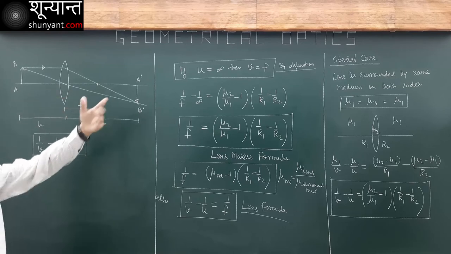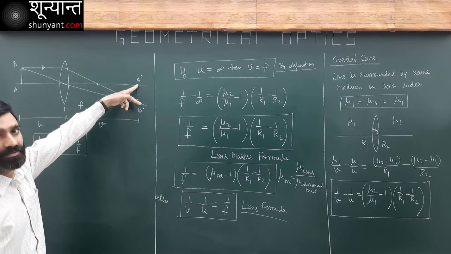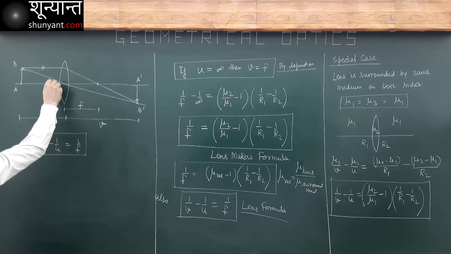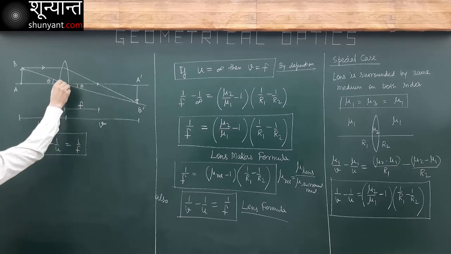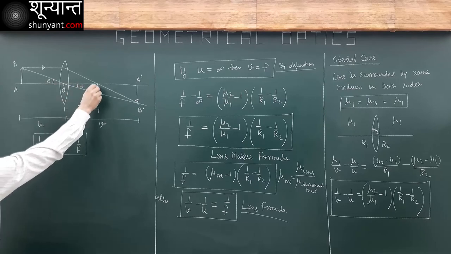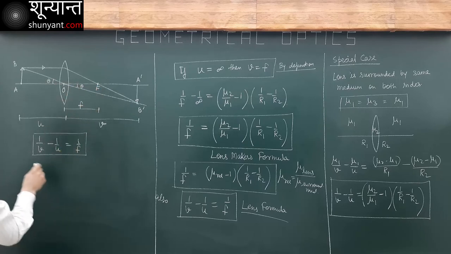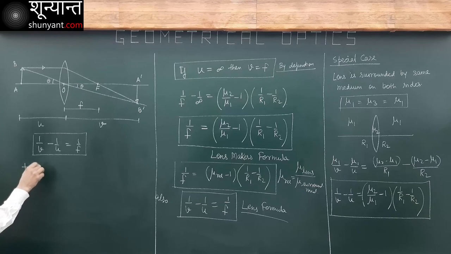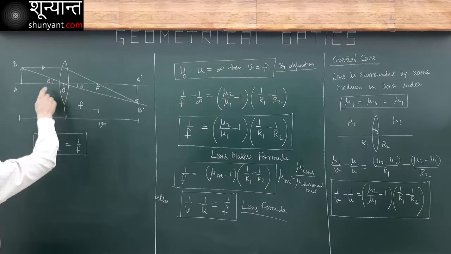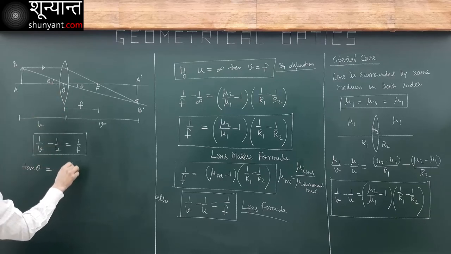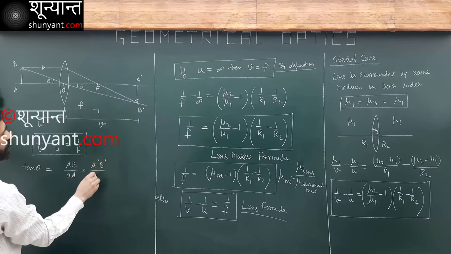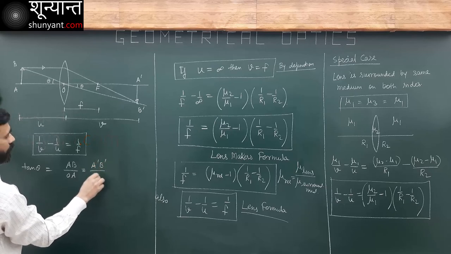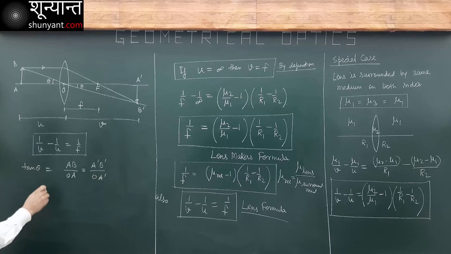Now, one other thing I would like to know is the magnification, the size of this. So this angle is theta. This is my optical center O, let's say, and this is F here. I can write tan theta is equal to AB over OA, also equal to A dash B dash over O A dash.